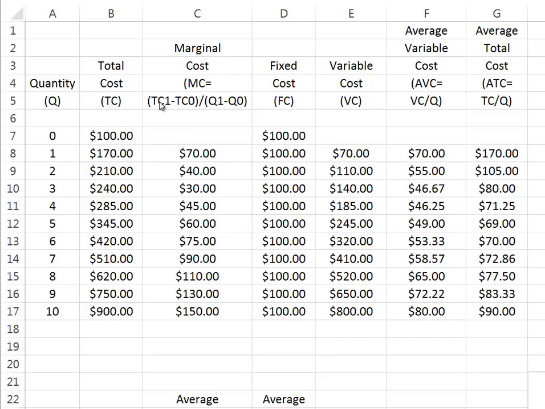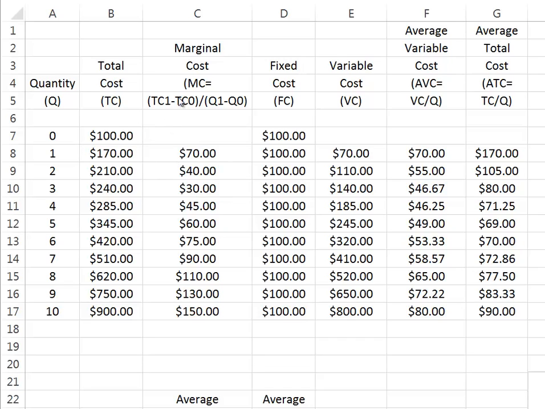Marginal cost is the change in total cost. So I just put TC1, meaning our higher total cost minus our lower total cost. So 170 minus 100. This part would be 70, divided by the change in quantity. Change in quantity went up by 1. 1 minus 0 is 1. 70 divided by 1 is 70.